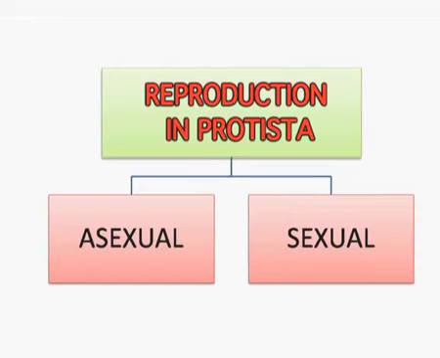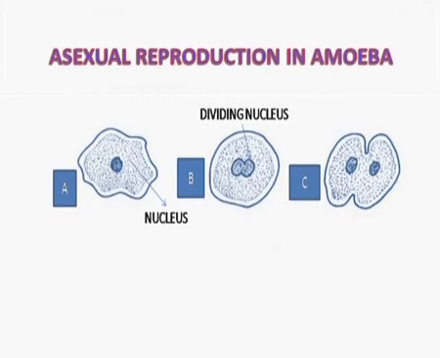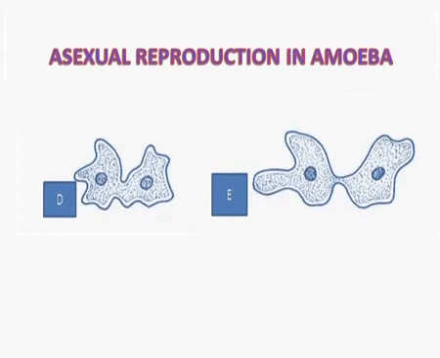Just like in the case of monerans, here also you will find that reproduction is either sexual or asexual. Asexual reproduction takes place by binary fission. So it is the nucleus which is first dividing, followed by the cytoplasm. A constriction appears in the middle which deepens.